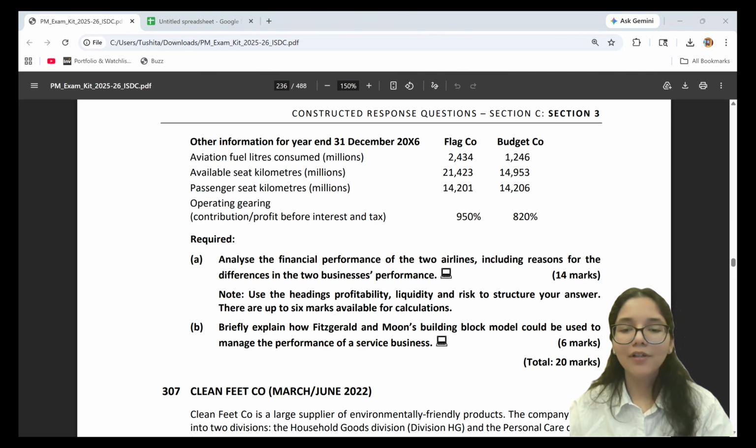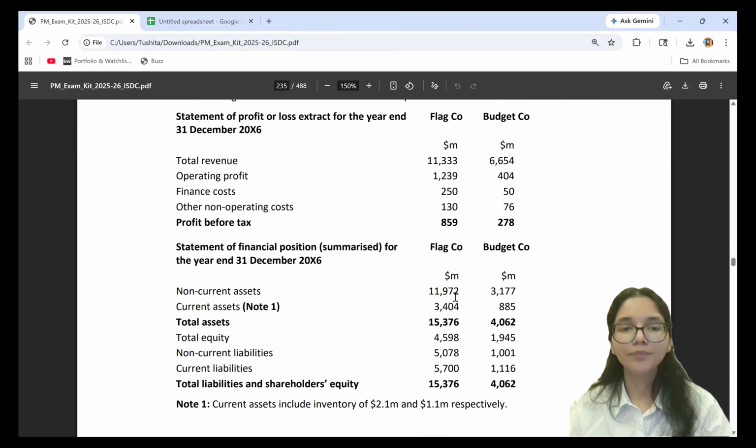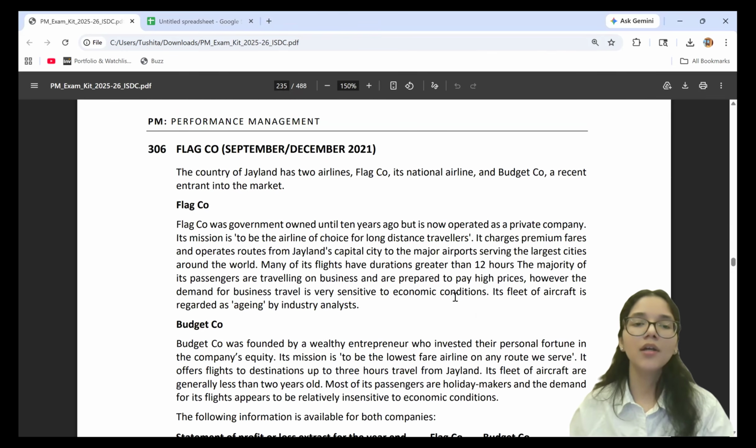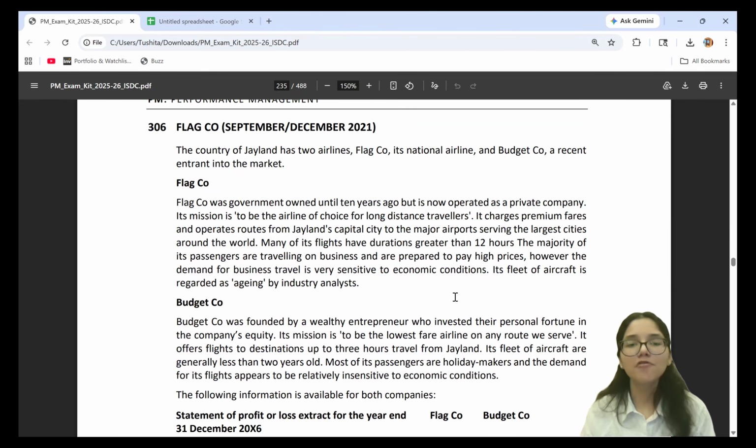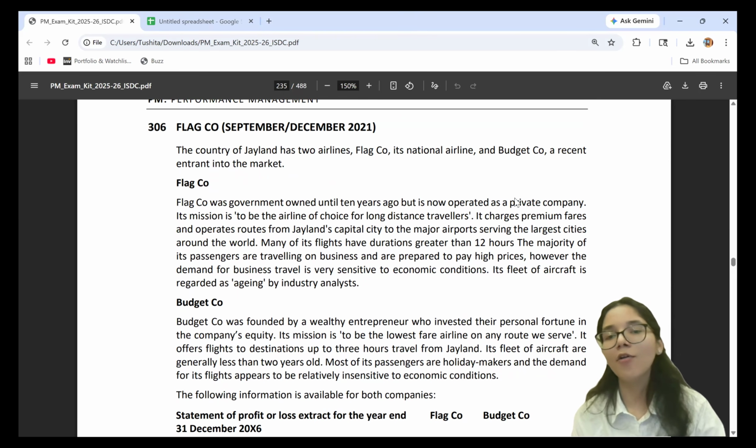Okay, so now we have a look at the case study. We are given this information. Flag Company. The country of Jayland has two airlines: Flag Company, that is their national airline, and Budget Company, which is a recent entrant into the market. So this is a new entry that they have done. Flag Company was government owned until 10 years ago, but is now operated as a private company.